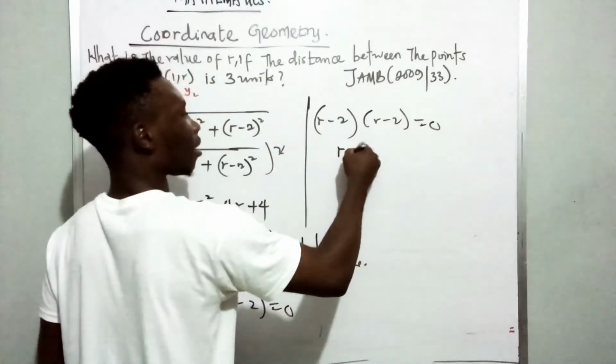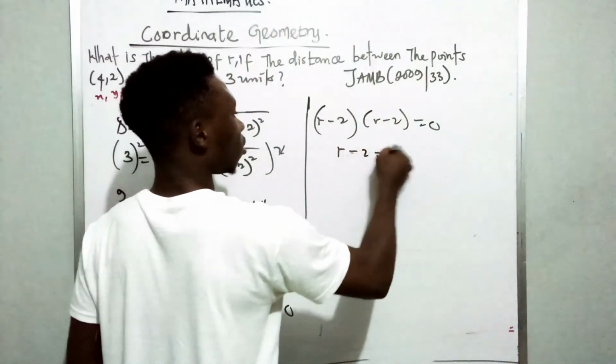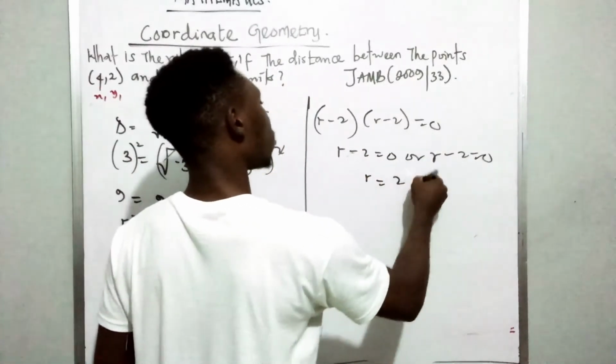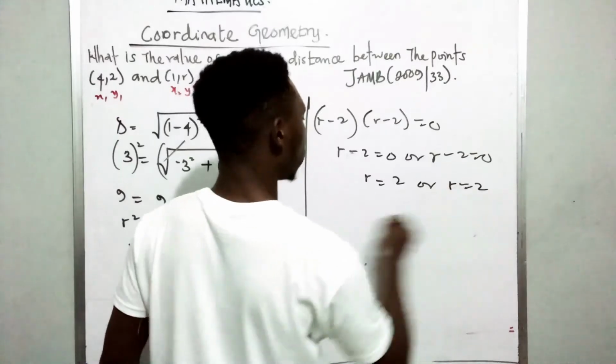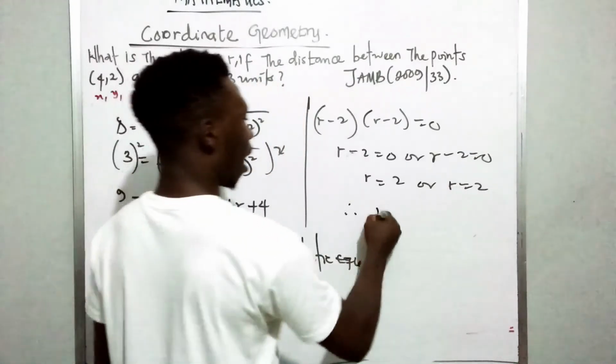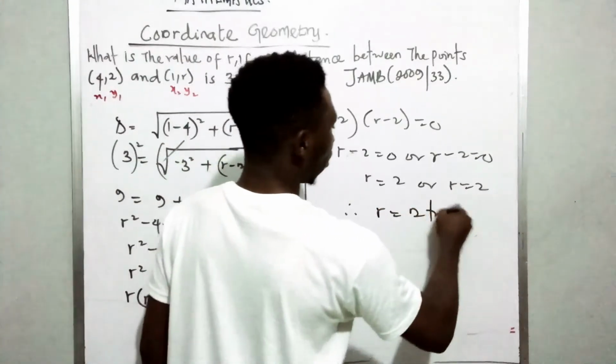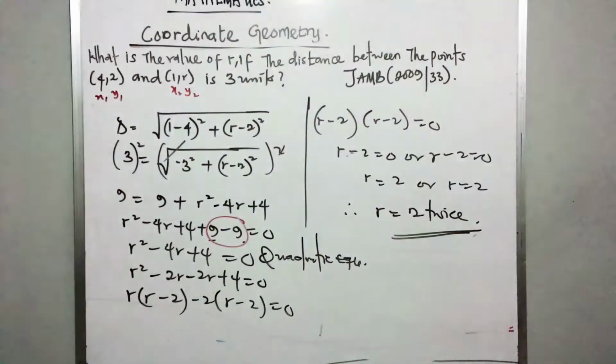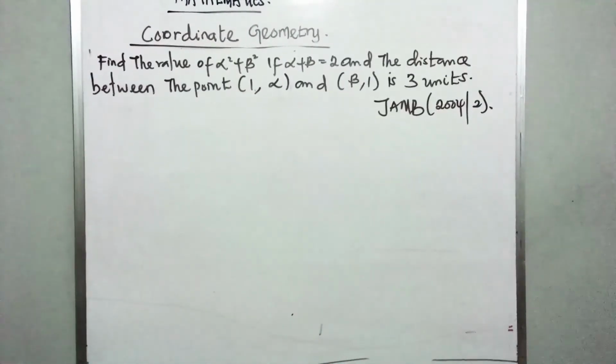So r minus 2 is equal to 0, or r minus 2 is equal to 0. So r is equal to 2 or r is equal to 2. Conclusively, r is what? 2 twice. So r here is what? 2 twice, and that is what? The final answer. Now going further, we'll have a question here.